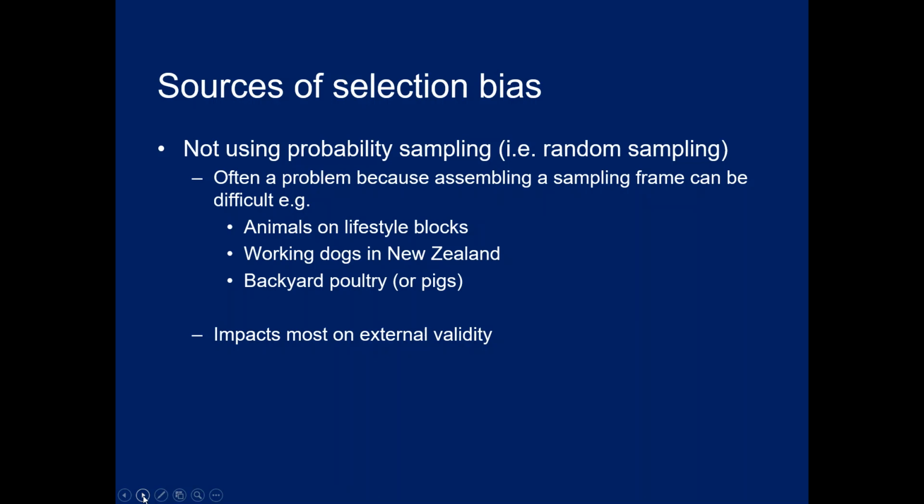There's no registry of working dogs in New Zealand. Certainly dogs are required and supposed to be registered, but there isn't 100% compliance, and due to privacy rules we're not able to access the underlying information. Another example might be if you wanted to know about backyard poultry, or in some communities the keeping of backyard pigs. We would have no idea who has them or doesn't, so we couldn't sample randomly. The most common effect of this is on our external validity, and that is, can we apply back to other populations or to the wider population we selected from?